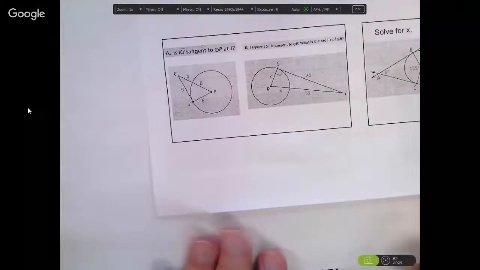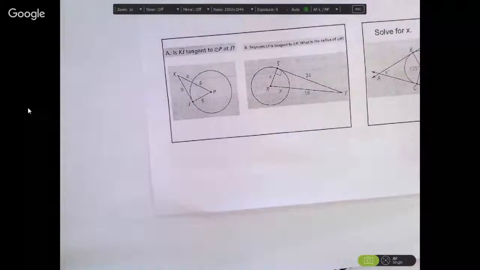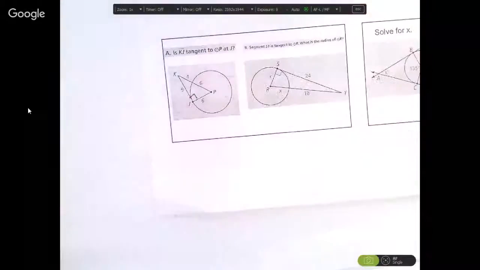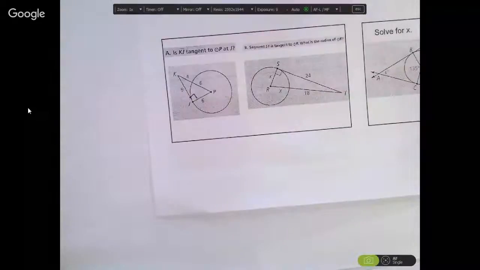So basically, what question is it asking? If it's only one place, if they're perpendicular. Basically, it's asking, is this 90 degrees? How can we figure out if that's 90 degrees? Pythagorean theorem. If the Pythagorean theorem works, then we know that that's 90 degrees.